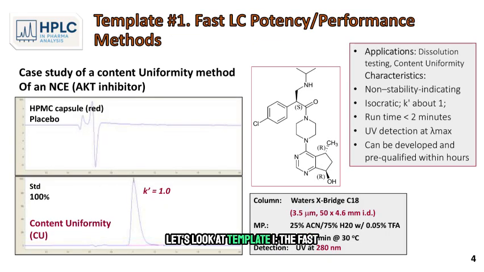Let's look at template 1, the fast LC isocratic method. Using a short Waters X-Bridge C18 column, we can achieve run times of less than 2 minutes. This is ideal for dissolution testing and content uniformity. In this case study of an AKT inhibitor, the method was developed and pre-qualified within hours, showing excellent performance for content uniformity with a K-prime of about 1.0.